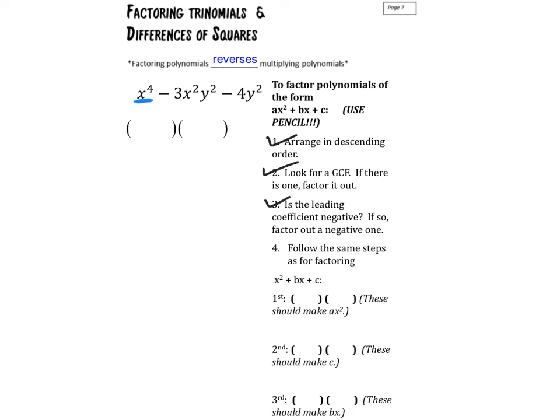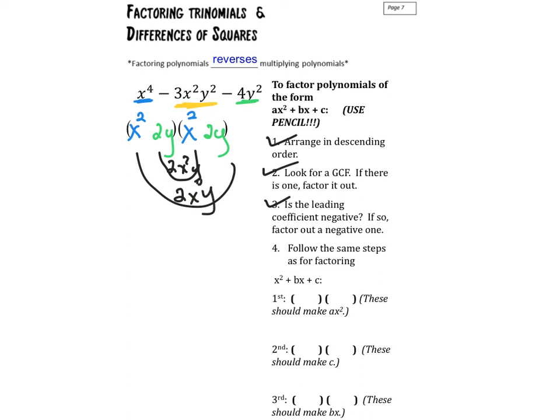I noticed that this is x to the fourth, so in my first set of parentheses, I need to put something in that would give me x to the fourth, and that'll be x squared and x squared. I want to take a look at my back term, which is 4y squared, and in order to get that, I could try 2y and 2y. Now I need to figure out how to get this middle term, and my loops are going to help me with that. So my inner loop right here is going to give me 2x squared y, and my outer loop is going to give me 2x squared y.